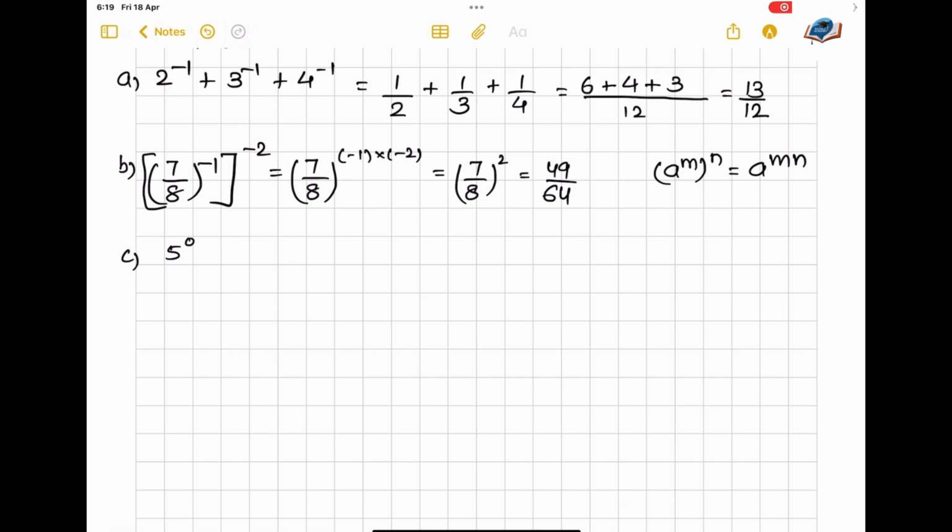Then C says 5 raised to 0 plus 3 raised to minus 1 into 4 square. So anything raised to 0 is 1. So 5 raised to 0 is 1, plus 3 raised to minus 1, I can write 1 upon 3, into 4 square means 16.